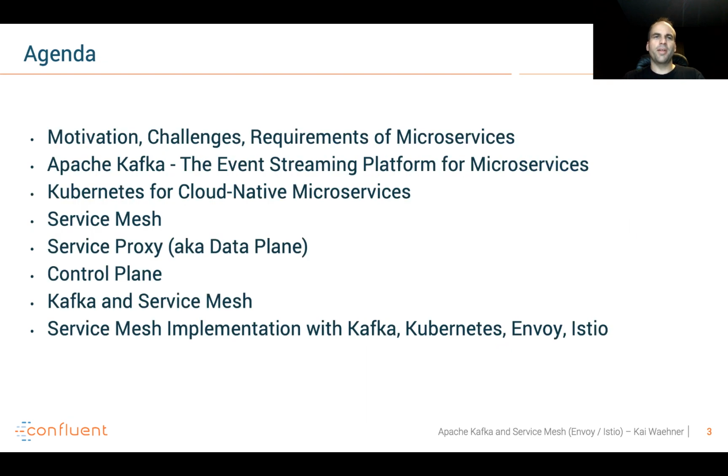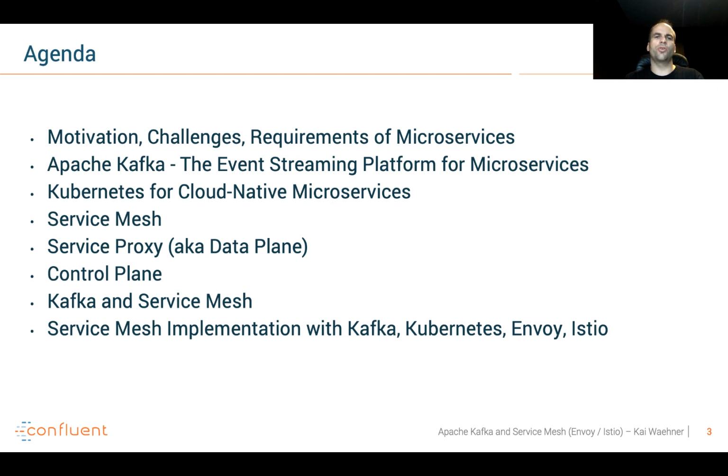You see, for this topic, there's a big agenda. I will cover different points here, beginning with the motivation, challenges, and requirements for microservices, and then take a look into these technologies like Apache Kafka as streaming platform for microservices, and then how Kubernetes and different service mesh technologies can help with that. So I will really talk in the end about how Kafka and service mesh can be combined and when you should do that and when maybe it doesn't make that much sense. And this is the main goal of this session.